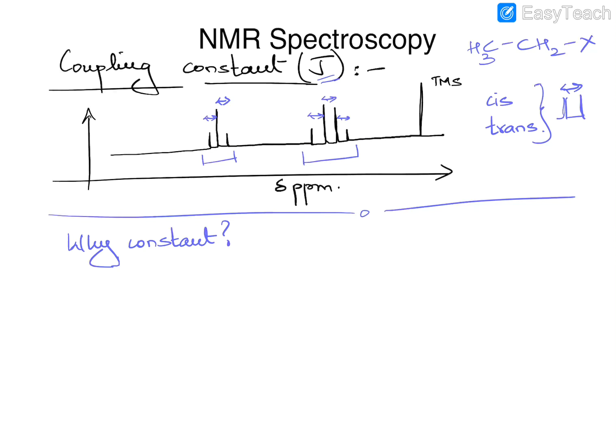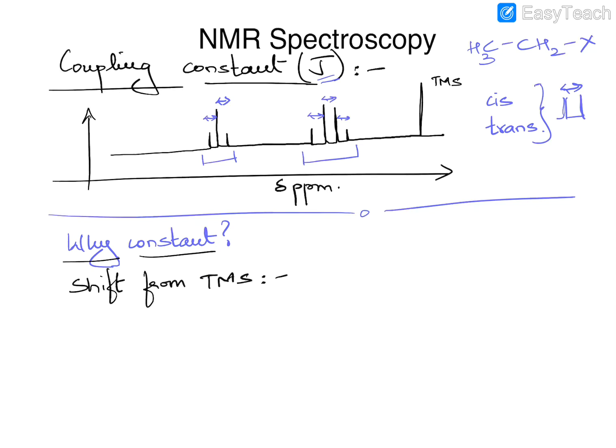Alright, so the next question we are asking is, why is it called a constant? As the name suggests, if it is being called a constant, that means that it mustn't be changing with respect to certain experimental factors. Let's compare the same thing with shift values from TMS.